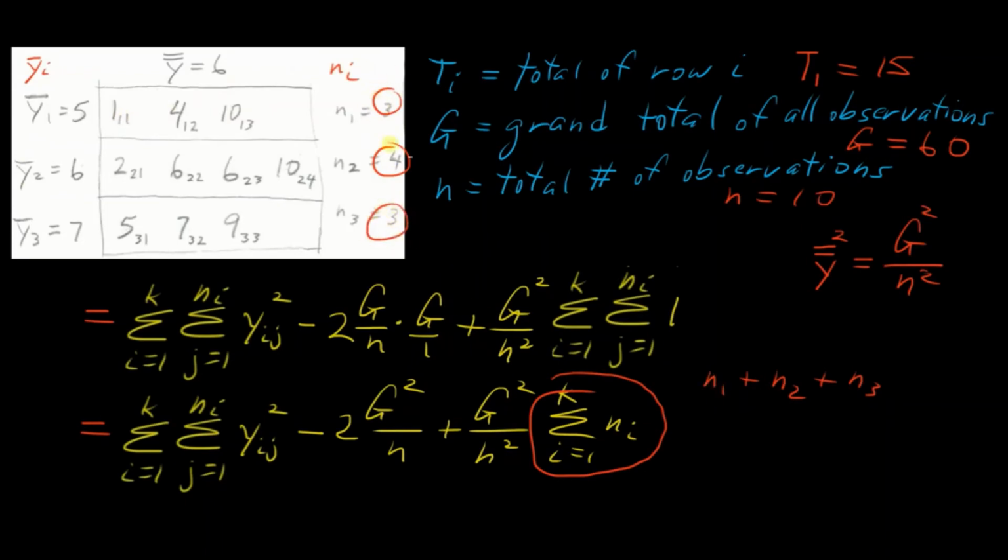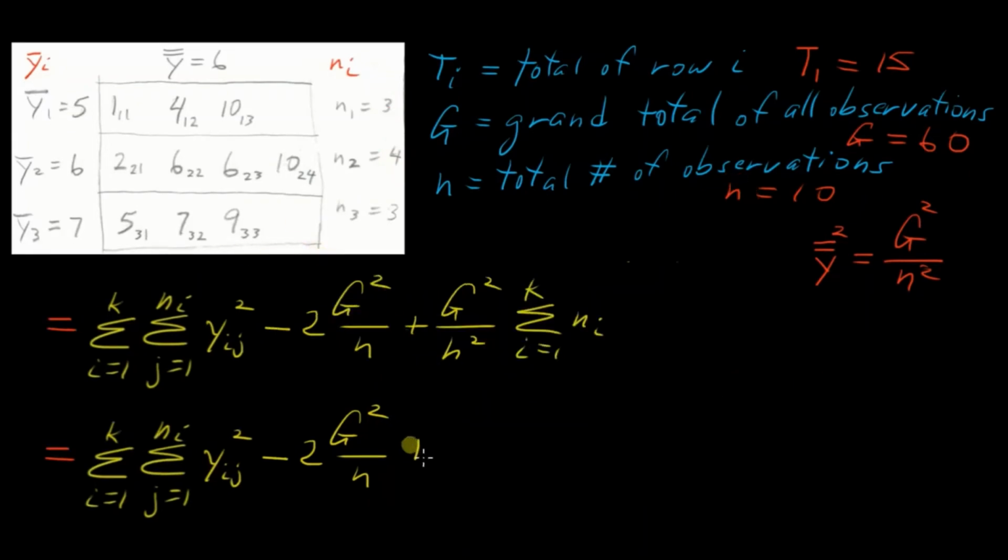N1 is 3, N2 is 4, and N3 is 3. So what we're really doing here is 3 plus 4 plus 3. Well, what does that give us? Well, that's the total number of observations, which we know is n. So this whole thing is just n. It's another one of these.